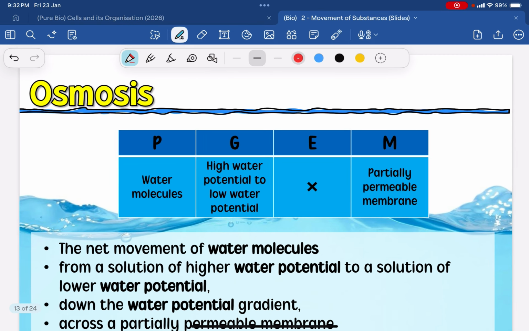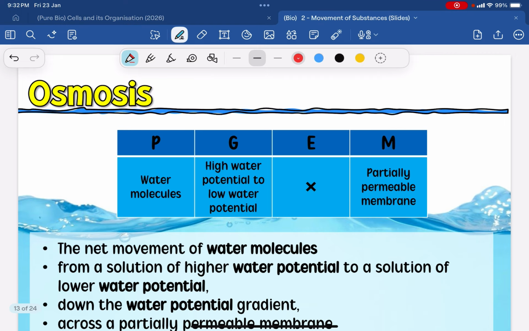Let's take a while to breathe first to remember PGEM for the diffusion. Many particles are involved. The gradient we are talking about is the concentration gradient because we are talking about mostly the solute that is dissolved. No energy is required, and it can take place with or without a partially permeable membrane.